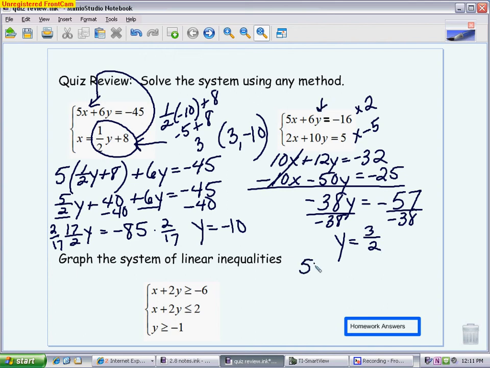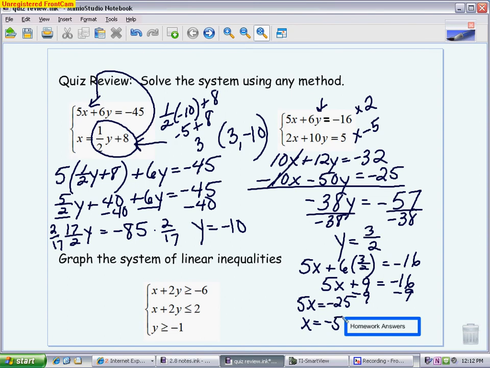So I have 5x plus 6 times 3/2 equals negative 16. So 5x plus 9 equals negative 16. Subtract 9. I get 5x equals negative 25, and I actually do get an integer answer for x. I get negative 5. So my answer is the point negative 5, positive 3/2, or positive 1.5. Again, that answer means that is the point in which these two lines will intersect.